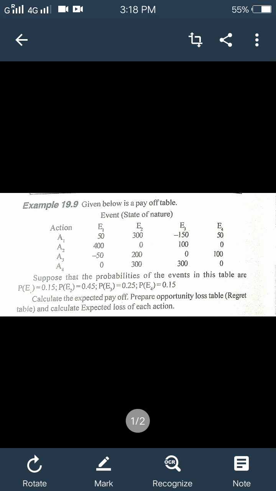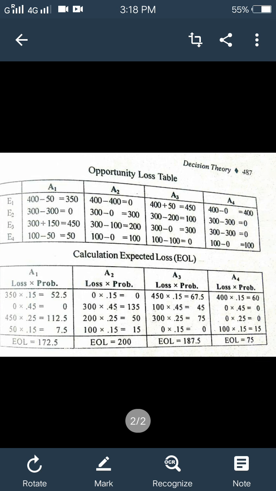Now, what we have to calculate? We have to calculate expected payoff and prepare one opportunity loss table, also known as regret table, calculate expected loss of each action, and find which act is best. Now come to the solution of this problem. In this class we are learning how we can prepare an opportunity loss table. On the basis of this table we will calculate expected opportunity loss.